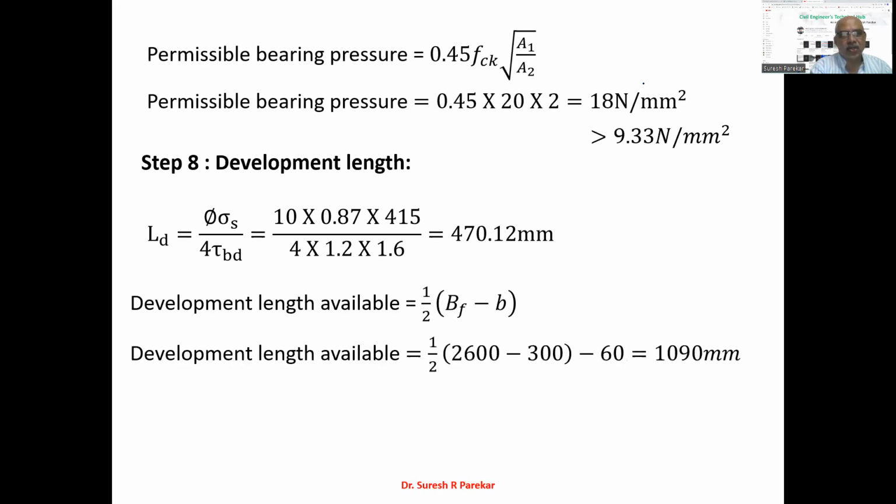Now development length, I will not go and explain this again. We have that formula, the development length available. We have 1/2 BF minus B, that is beyond the face of the column. We are mentioning this because we are talking about the cantilever portion only. So available is 1090 and required is 470.12. So we need not go into this more. So this is all about your footing problem.